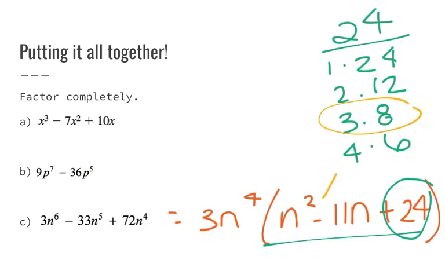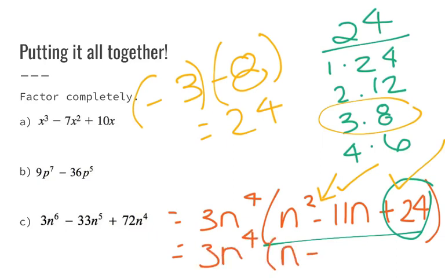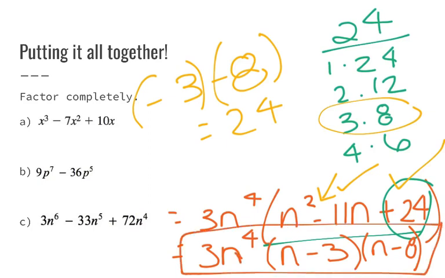Now, keep in mind I wanted to get negative 11, so I do need them both to be negative. Negative 3 minus 8 is negative 11. And that's okay because when you multiply negative 3 and negative 8, you get positive 24. So I'm getting a positive here when I'm multiplying, but I'm getting a negative here when I add them. And that's exactly what I want. So my final answer will be n minus 3 and n minus 8 in parentheses there, with that 3n to the 4th still on the outside here because I took out that GCF in step 1. Okay, and that's as far as I can go with that one.